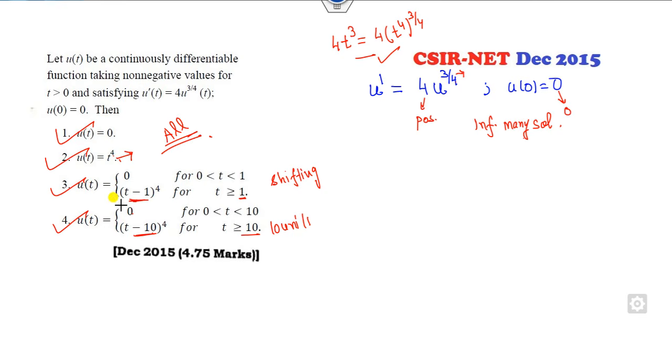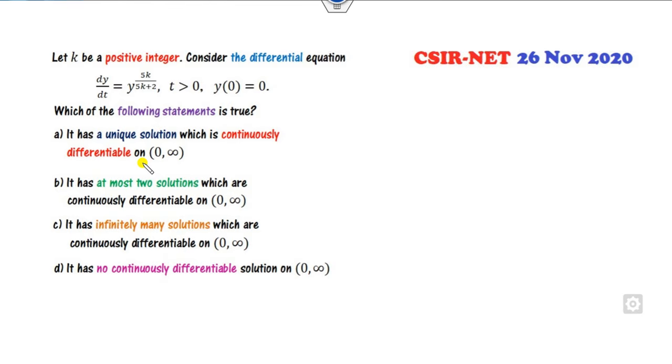Remember, if instead of this 0, he said say 2, then it is not the solution. That's why it's shifting the origin.